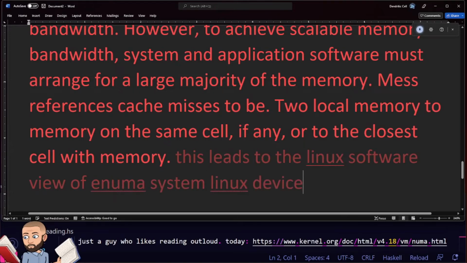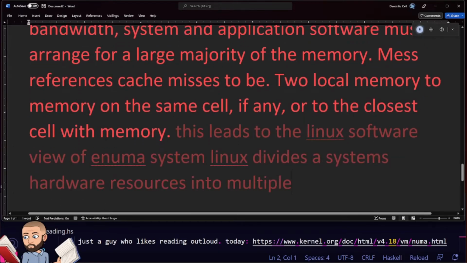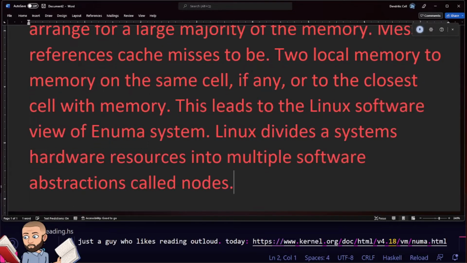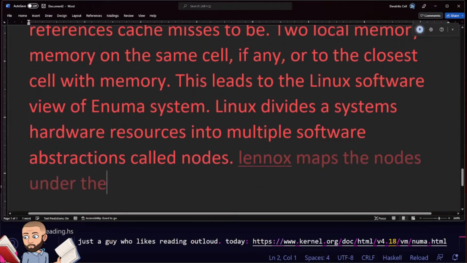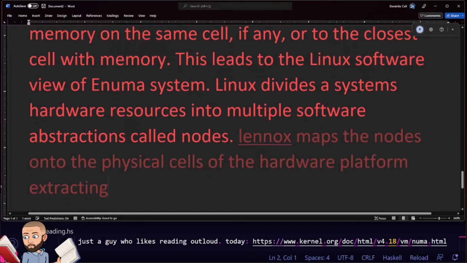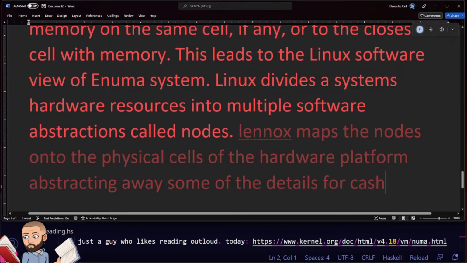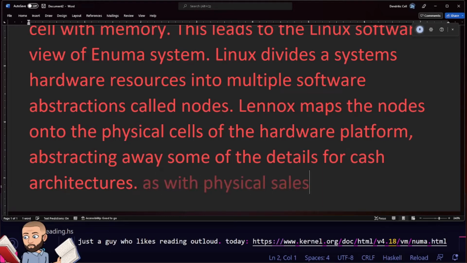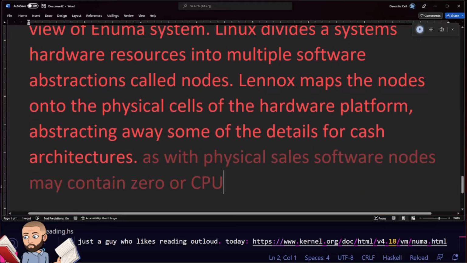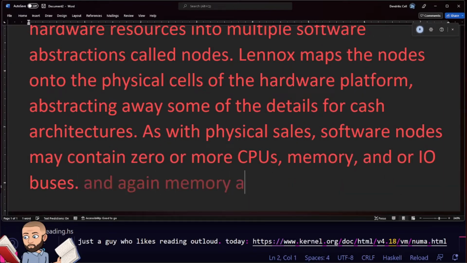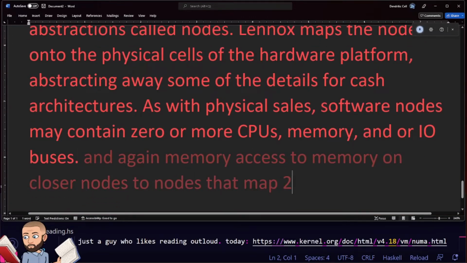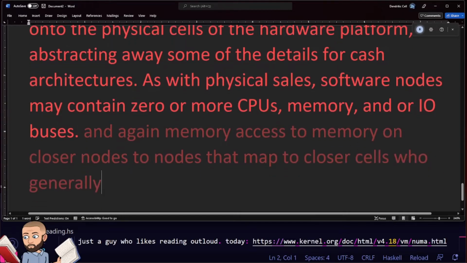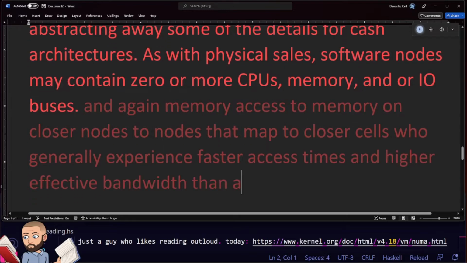Linux divides a system's hardware resources into multiple software abstractions called nodes. Linux maps the nodes onto the physical cells of the hardware platform, abstracting away some of the details for cache architectures. As with physical cells, software nodes may contain 0 or more CPUs, memory, and/or I/O buses. And again, memory access to memory on closer nodes, to nodes that map to closer cells, will generally experience faster access times and higher effective bandwidth than accesses to more remote cells.